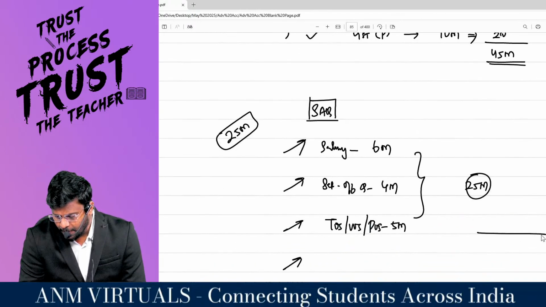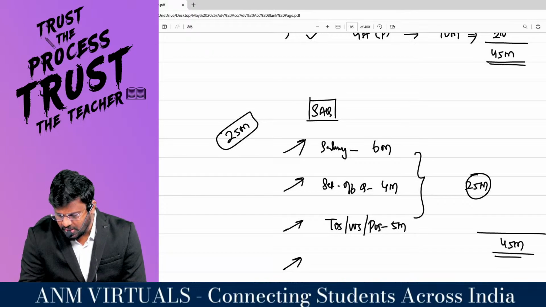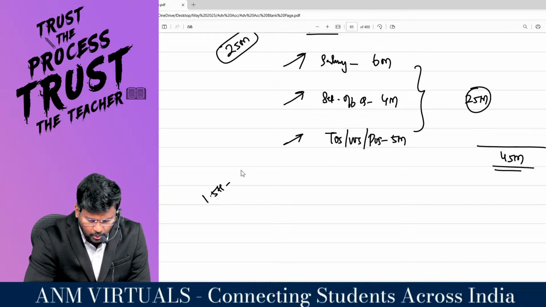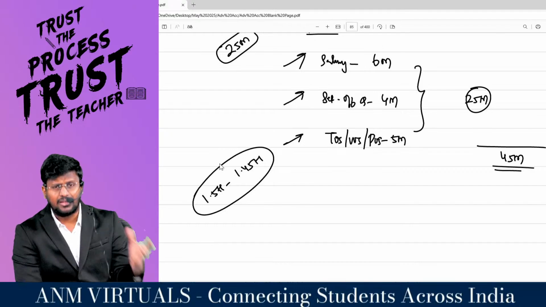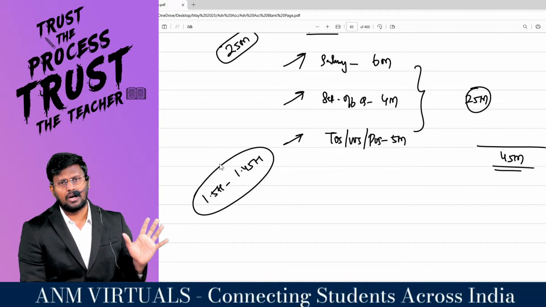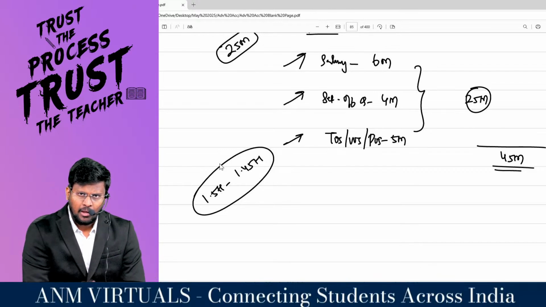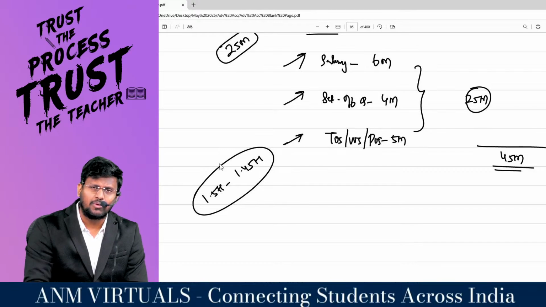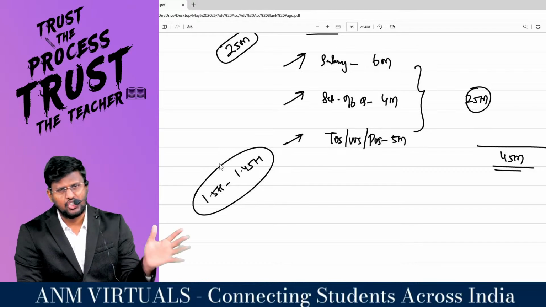So what you have done within, my dear lovable students, 1.5 hours to 1.45 hours, 1.5 hours to 1.25 hours, you would have completed a solid 50 marks out of your 100 marks. This is the planning. Definitely you will pass from this 50 marks. If 40 marks came, that's it, break even achieved.